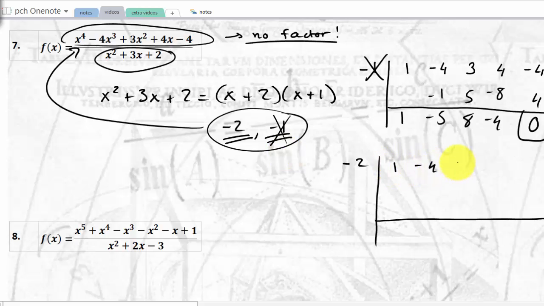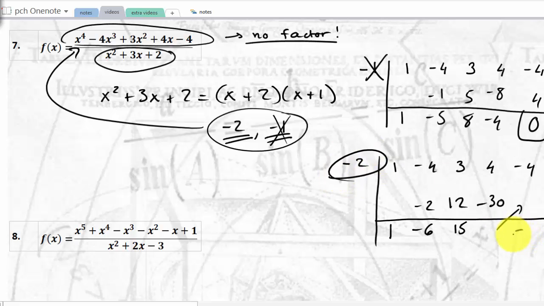1, -4, 3, 4, -4, 1, -2, -6, 12, 15, -30. Forget it. It's going to multiply by 2 by -2. So that's not 0. Okay, this is not 0 at the end. So you do have a vertical asymptote, and it's just x equals -2. That's it. Okay, so please, you do 6 and you do number 8.